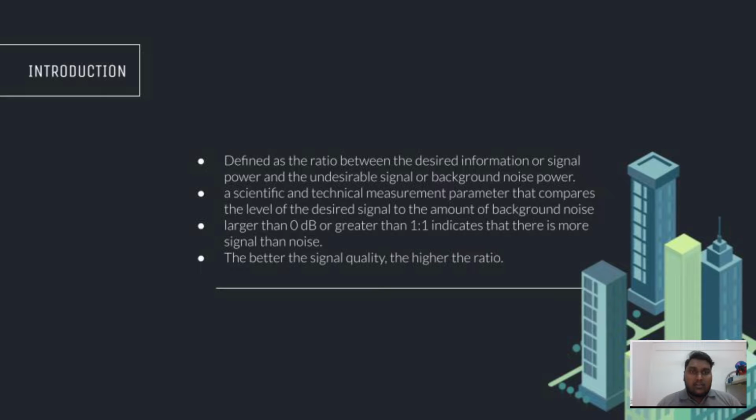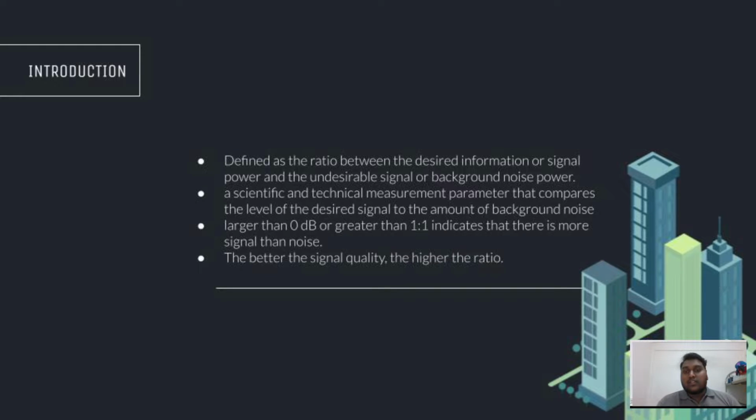So the intro is, the signal to noise ratio, or SNR, is defined as a ratio between the desired information or signal power and the undesirable signal or background noise power. The signal to noise ratio is also a scientific and technical measurement parameter that compares the level of the desired signal to the amount of background noise. In other terms, SNR is the ratio of signal power to noise power, with decibels as the standard unit of measurement, dB. So we call it dB.